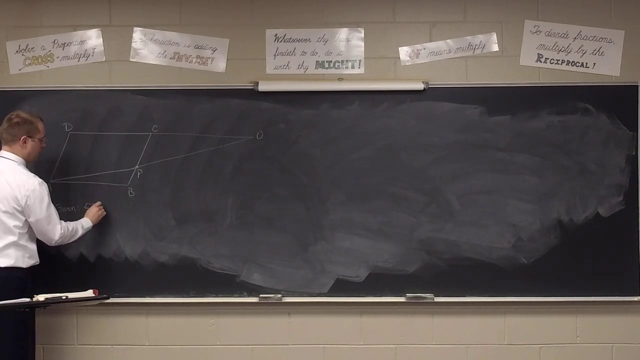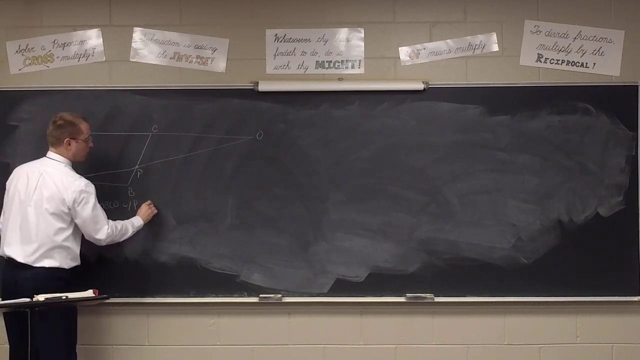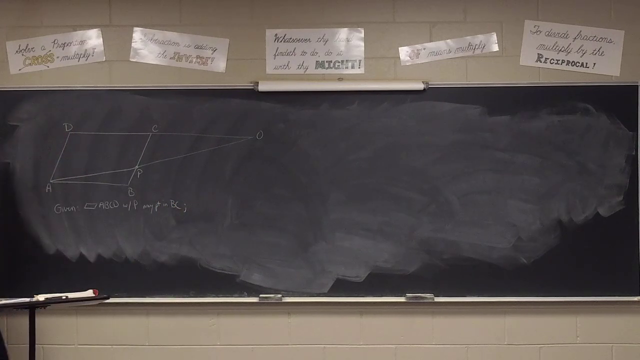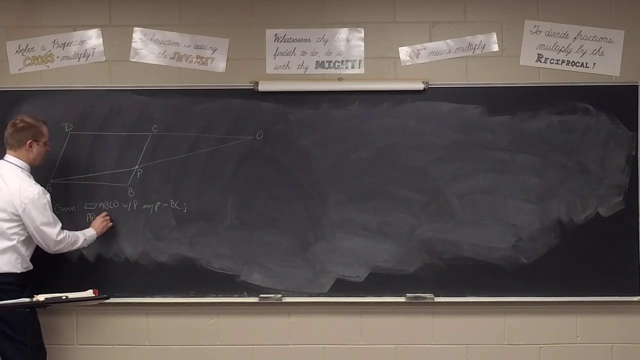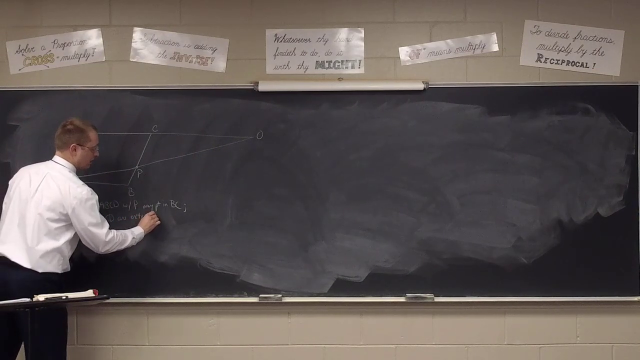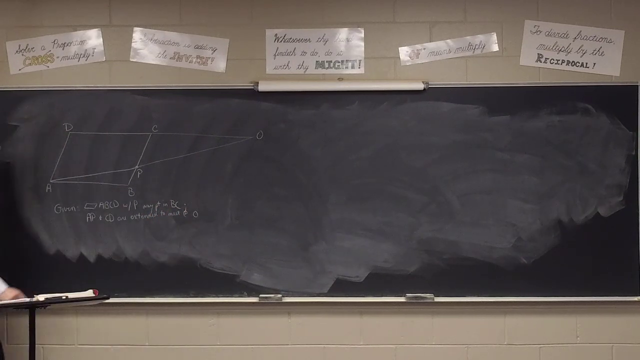We're given parallelogram ABCD with P any point in BC. You can tell we do a lot with triangles. AP and CD are extended to meet at O.